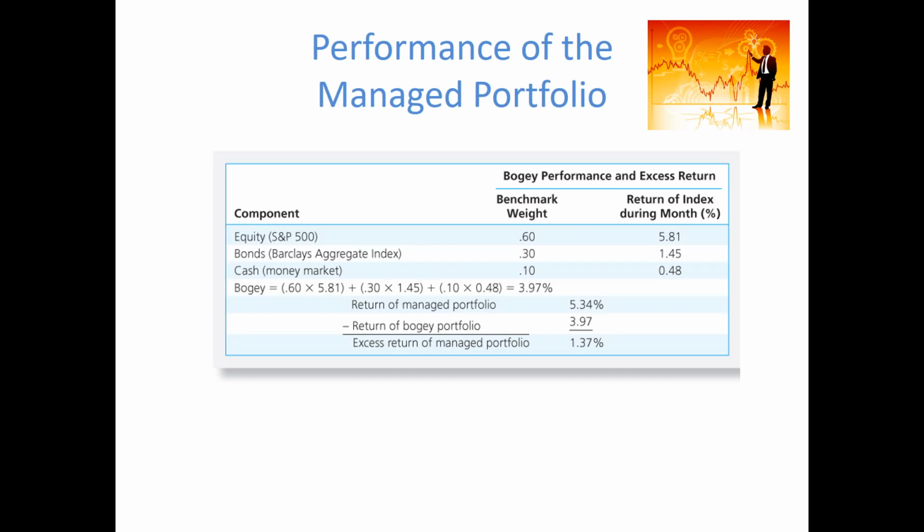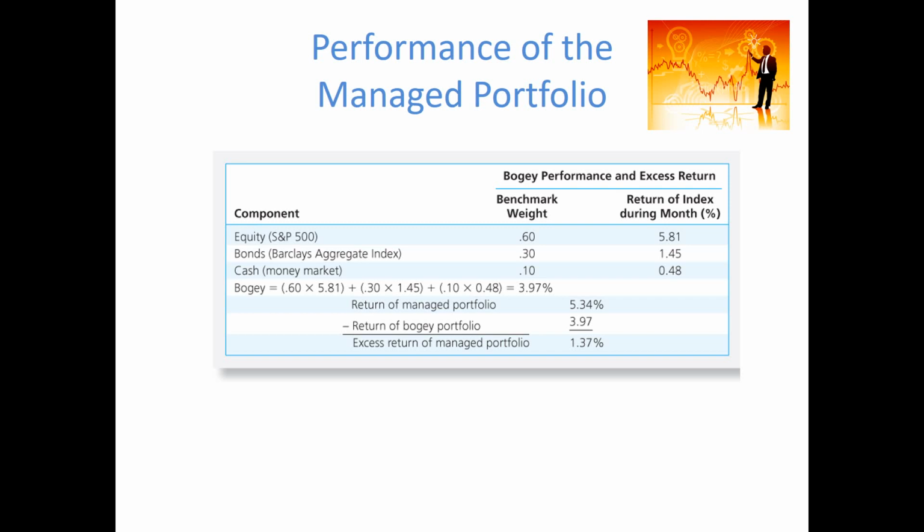So let's take an example to see how this is done. Let's imagine that our bogey or our benchmark portfolio is one that has 60% investment in the equity portfolio, 30% investment in bonds, and 10% in cash or money market securities. And the returns for each of these asset class portfolios are 5.81%, 1.45%, and 4.81%. These are the benchmark returns.